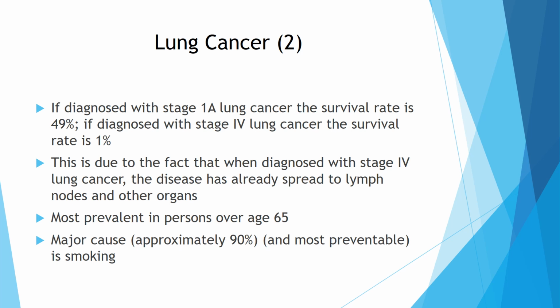This is due to the fact that when diagnosed with stage 4 lung cancer, the disease has already spread to lymph nodes and other organs. And this is most prevalent in persons that are over age 65. And of course, the major cause, approximately 90% of cases, is due to smoking, which is the most preventable cause there is.